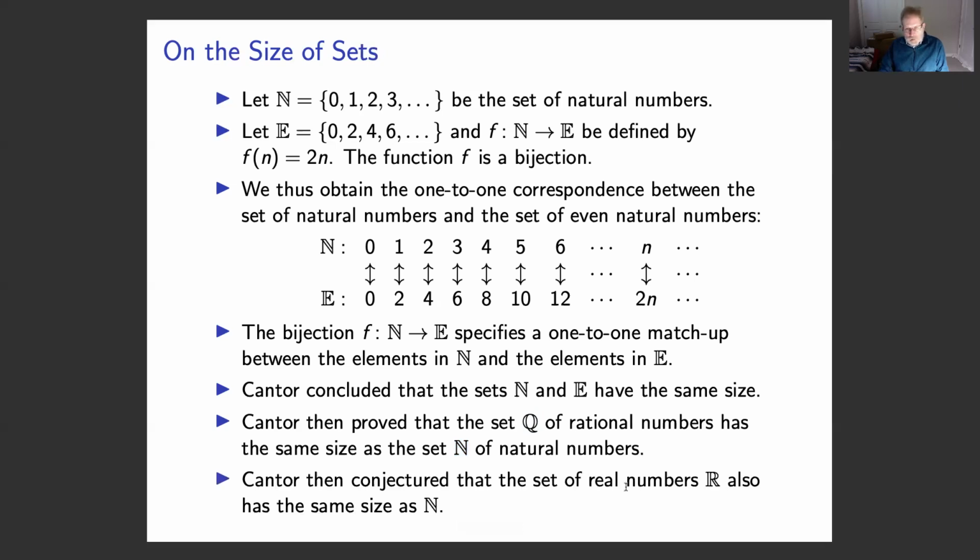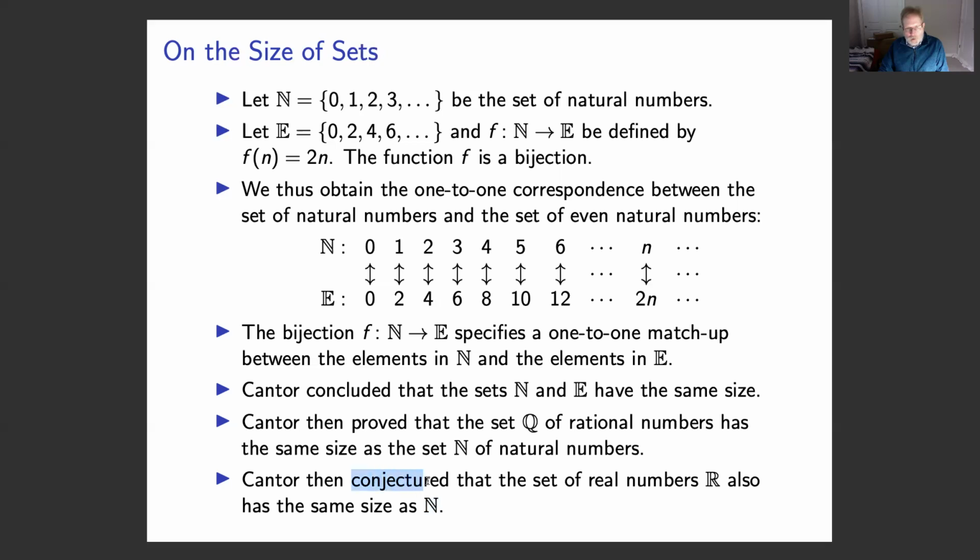Cantor then conjectured that the set of real numbers also has the same size as the natural numbers. So it looks like the set of rational numbers has the same size as this set. So you would think any infinite set should have the same size as this set, right? It turns out Cantor thought that too initially about the set of real numbers. He said, well, since the set of rational numbers is the same size as the set of natural numbers, it seems obvious to me that the set of real numbers must have the same size as the set of natural numbers.